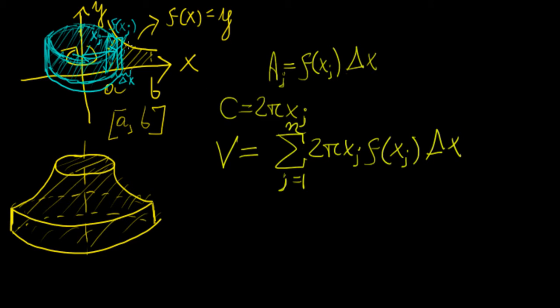So we have n number of strips that we are using, and we are going to end up with this. So this is going to give us the volume of the solid of revolution. Now we want this to be an exact value. So how do we do that?